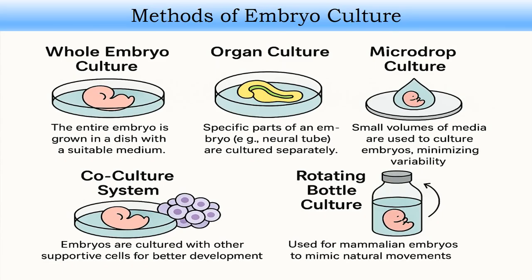And the final one is rotating bottle cultures. Imagine a system that constantly keeps tissues in motion for better nutrient absorption. That's exactly what a rotating bottle culture does. It's widely used in large scale cell cultures, tissue engineering, and vaccine production.